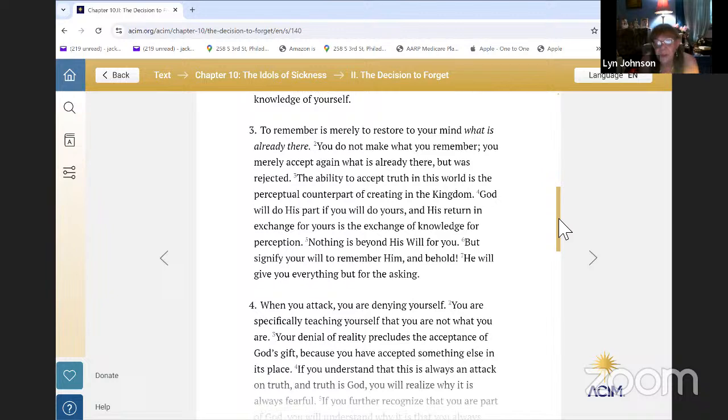To remember is merely to restore to your mind what is already there. You do not make what you remember. You merely accept again what is already there, but was rejected. The ability to accept truth in this world is the perpetual counterpart of creating in the kingdom. God will do his part if you will do yours, and his return in exchange for yours is the exchange of knowledge for perception. Nothing is beyond his will for you, but signify your will to remember him, and behold, he will give you everything but for the asking.